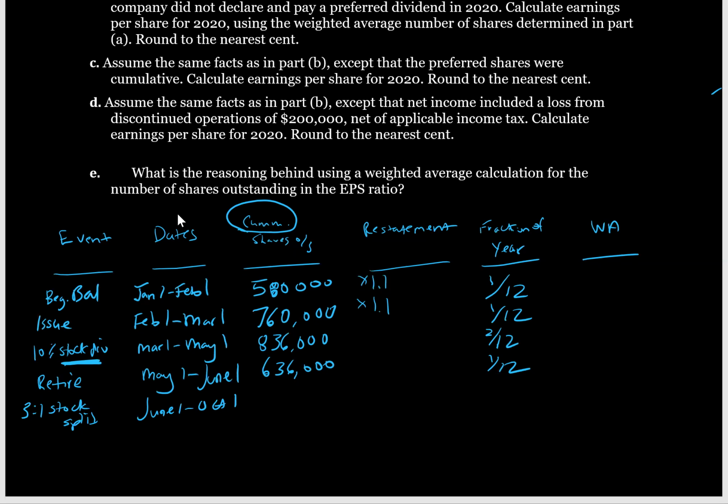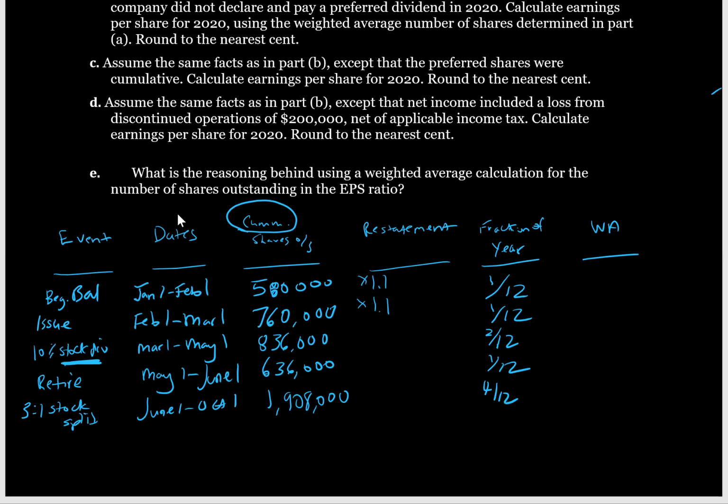So what we're actually going to do is we're going to take the 636,000 and we're going to multiply it by 3, because if you're holding 1 share on May 1st, they're going to take that share and give you 2 more. So you're going to hold 3 shares. So 636,000 times 3 is going to give us 1,908,000 shares. And June 1st to October 1st is a longer period. Now this is the longest period we've seen. We're going to have 4 over 12.